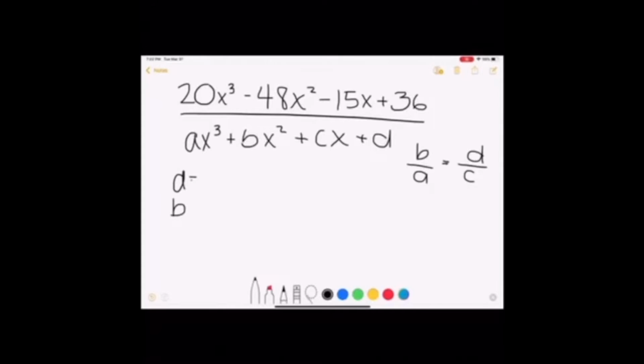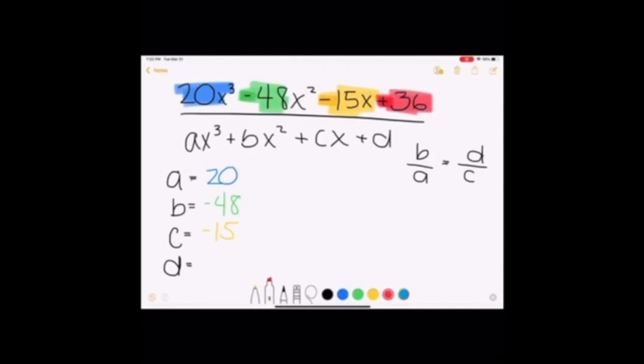We're going to be assigning each number their corresponding letter based on the equation. This will mean that a is equal to 20, b is equal to negative 48, c is equal to negative 15, and d is equal to 36.